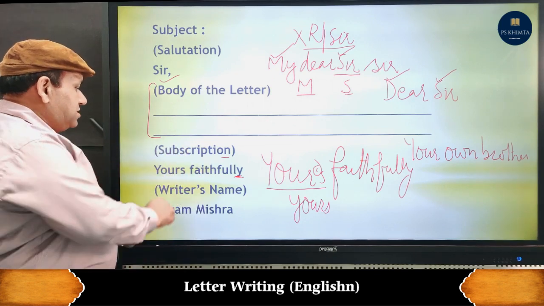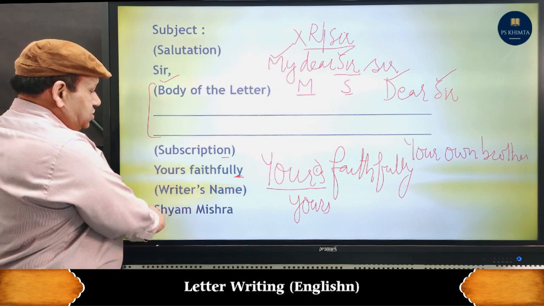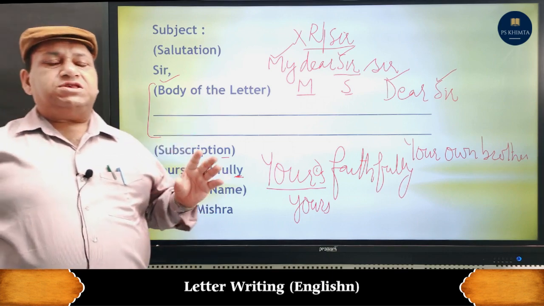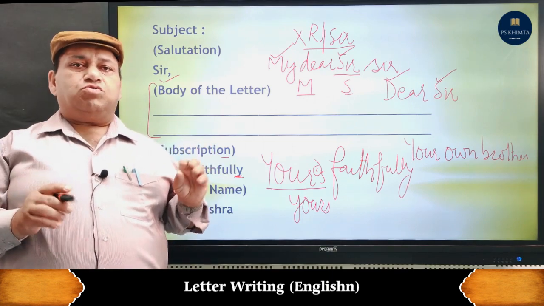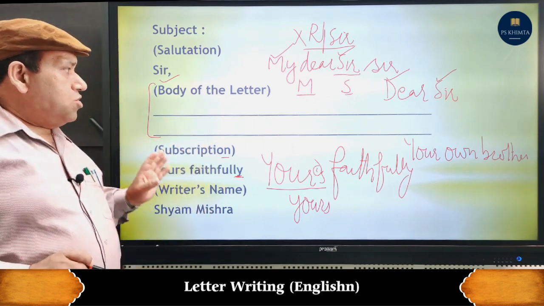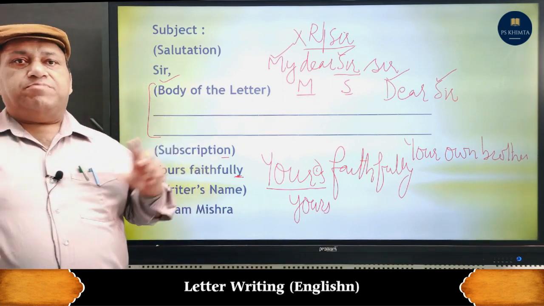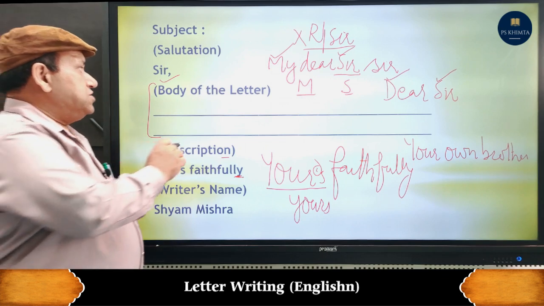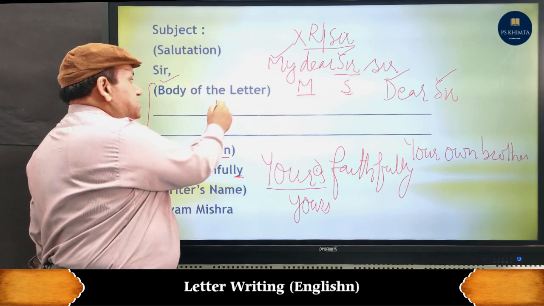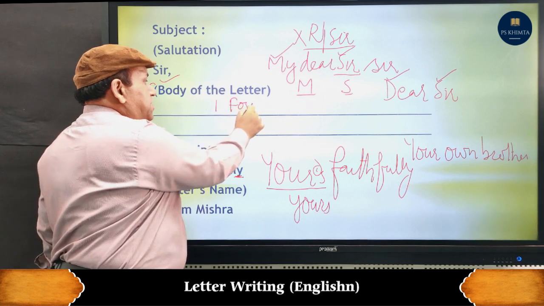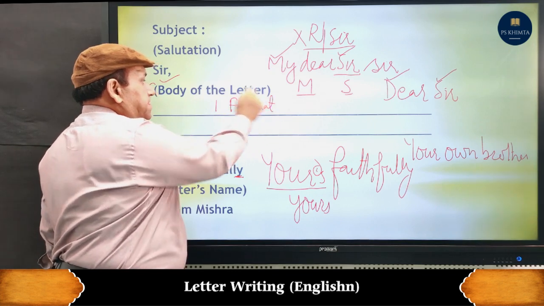Then we have to write the writer's name, that is Shyam Mishra. For example, it is Shyam Mishra. Otherwise, whatever your letter speaks about, only that we have to write. Now, the important thing that I want to share with you is, this letter is of 5 marks, my dear children. This letter is of 5 marks. 1 mark is given to the format only, that I have displayed in front of you here.